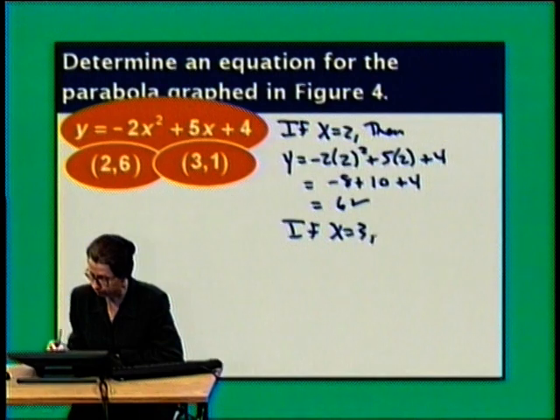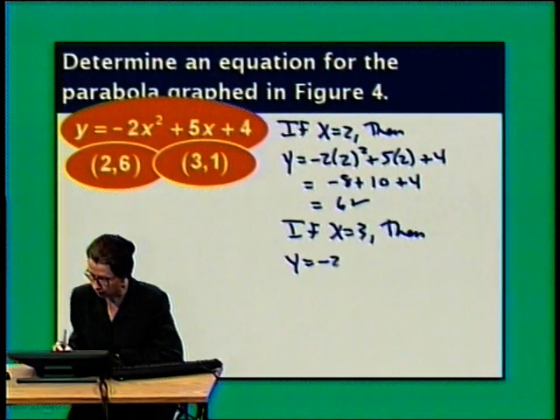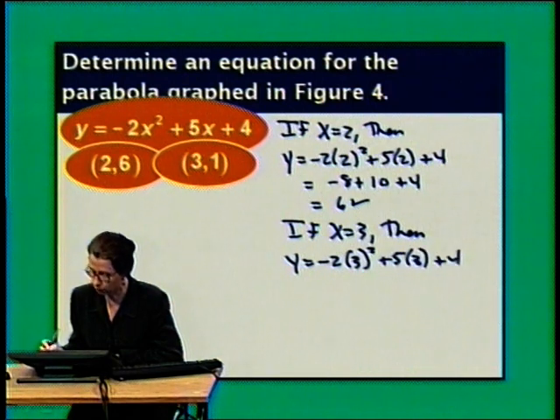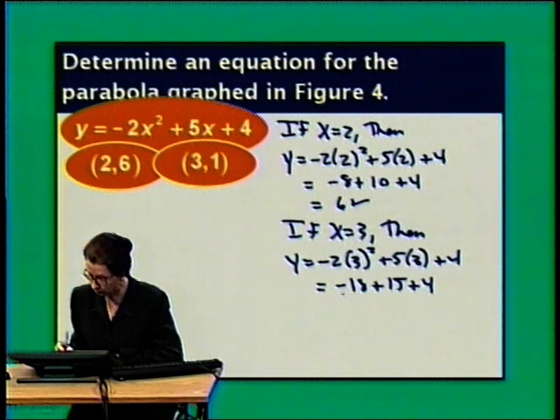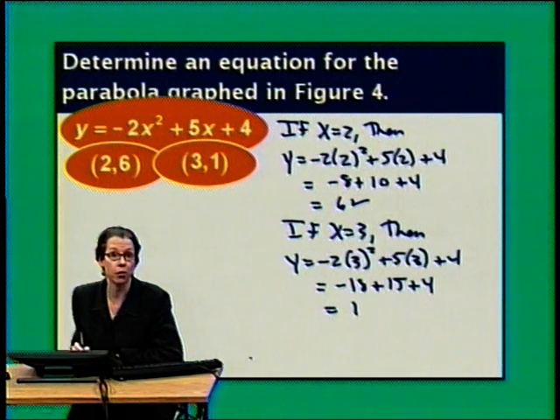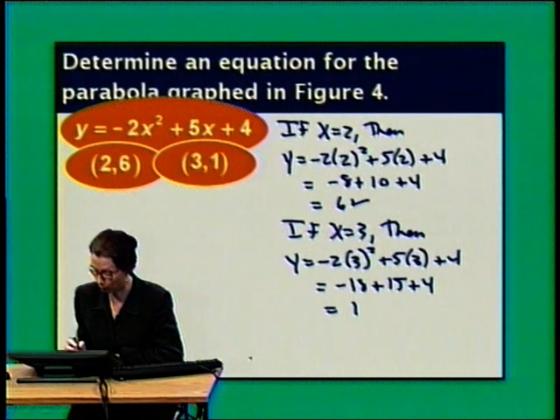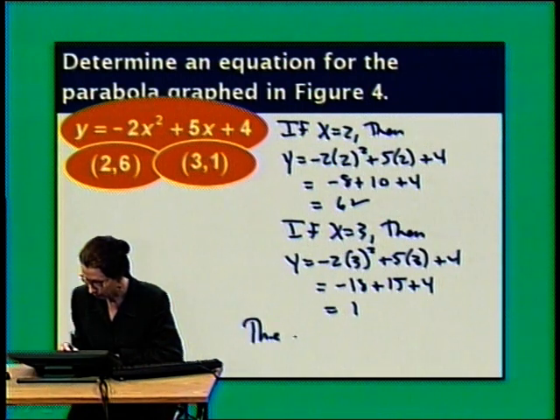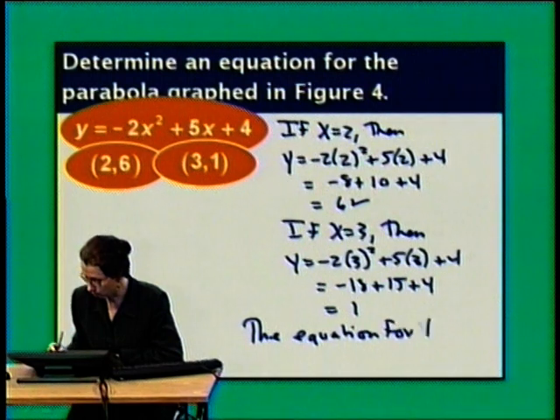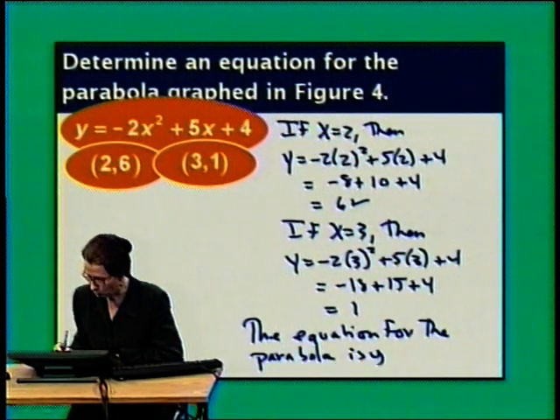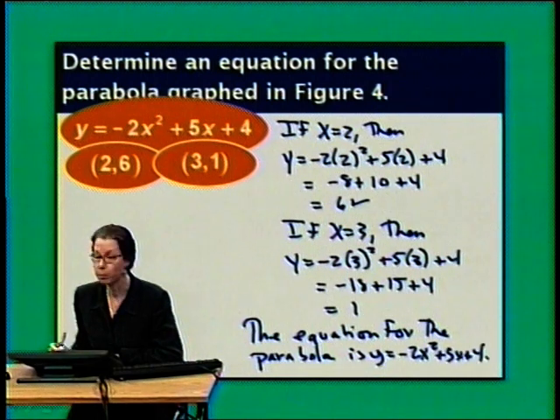What about if x equals 3? Then y equals -2 times 3 squared plus 5 times 3 plus 4. This gives me -18 plus 15 plus 4, which is 19 minus 18, which is 1. Also, the point 3, 1 satisfies the equation. So we came up with the right equation for that parabola. The equation for the parabola is y equals -2x squared plus 5x plus 4.